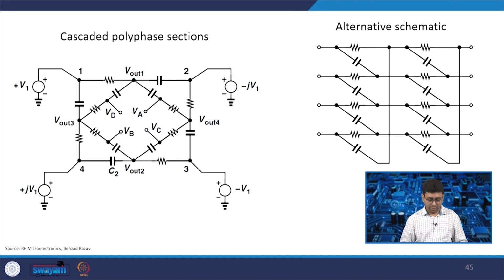One more thing I want to add on the RC polyphase filter is that we can also make a cascaded polyphase section. You connect the output again to the input of a rotated section. So, this is the first section, and then there is a rotated section, and the output of one is given to the input of the other. This is widely drawn like this: stage 1, stage 2, stage 3, stage 4.